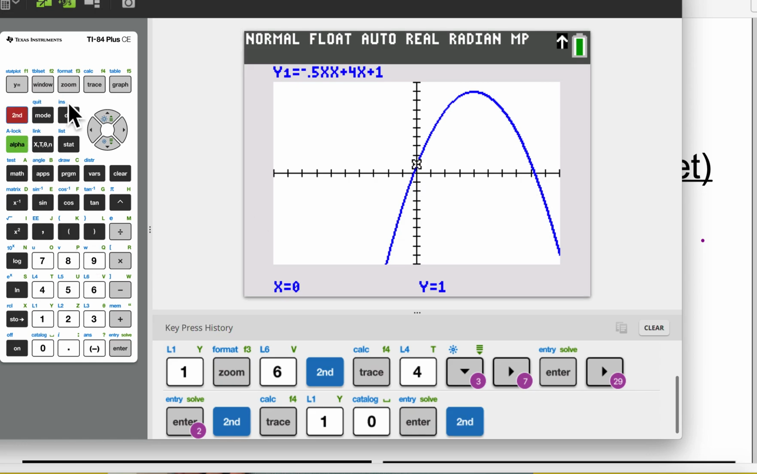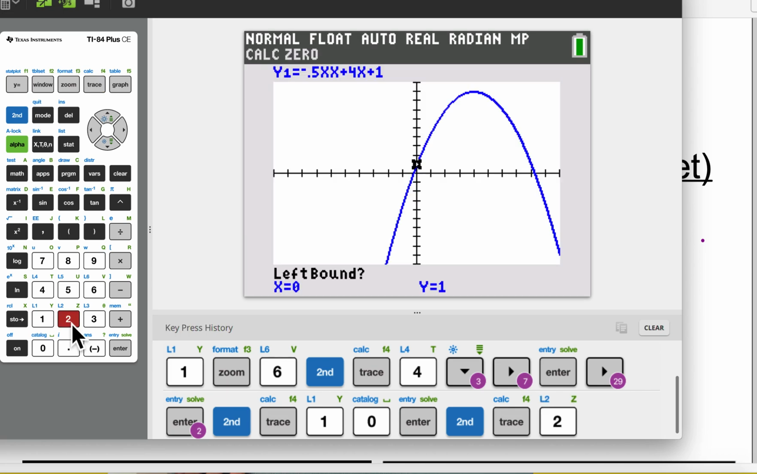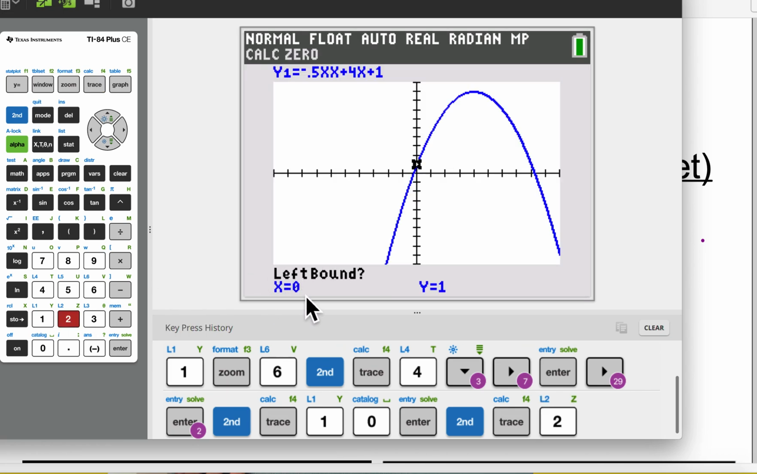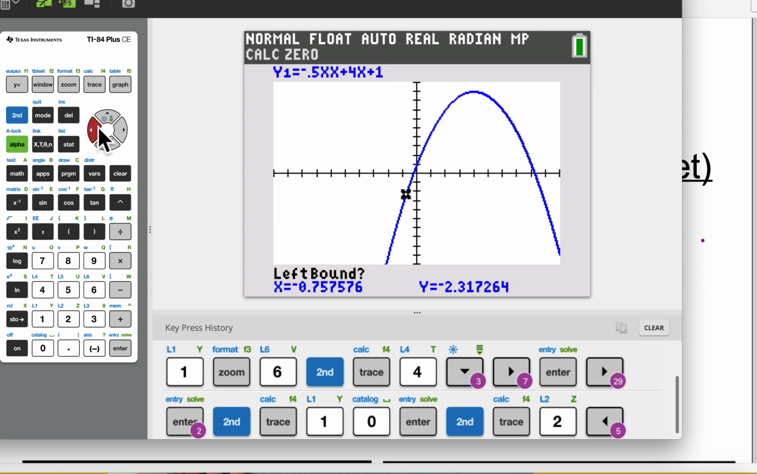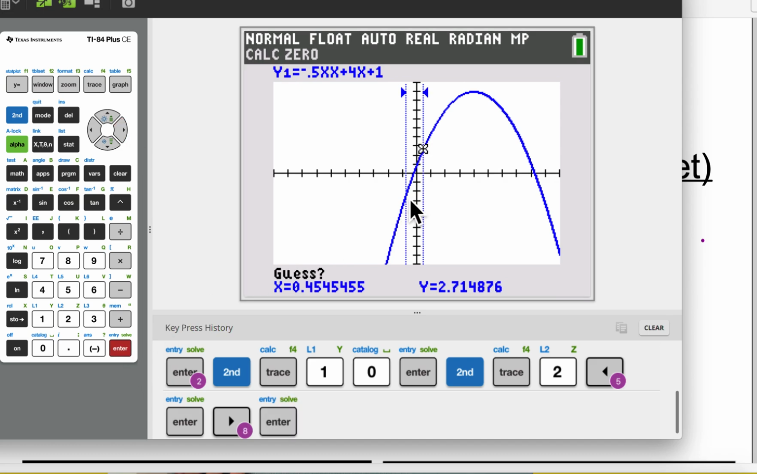On the graphing calculator, I want to hit second trace again, the same calculate menu, and 0. A 0 is another name for an x-intercept. So if I hit 2 or scroll down to hit 0, I get the question, left bound. You have to focus on one x-intercept at a time. So I'm going to go to the left of this x-intercept, and then I'm going to go to the right of that x-intercept. Definitely one will be positive, one will be negative, right?